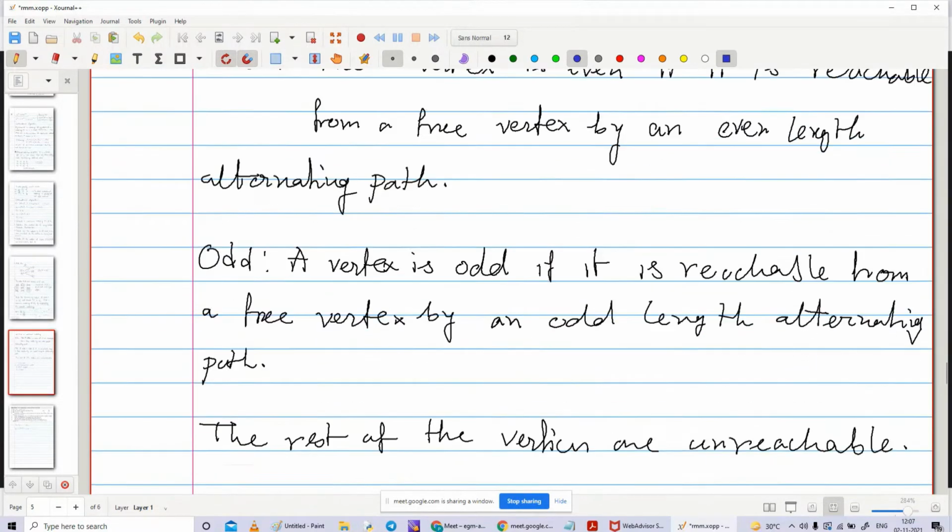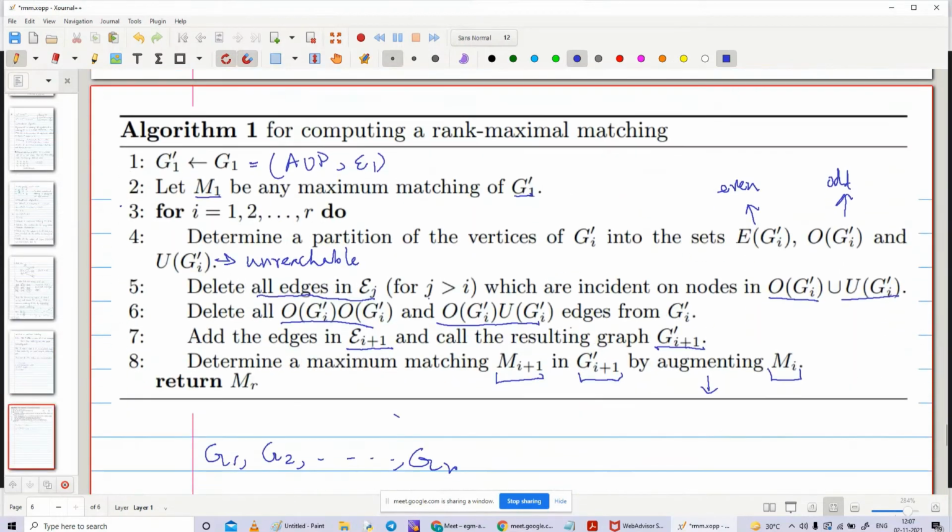Okay, so this is the pseudocode of the algorithm. Is there any question about this? We have done this for rank 1 and rank 2, but now it is a generalized version of that. Do you have any questions? Then you can tell me, I can explain that part.